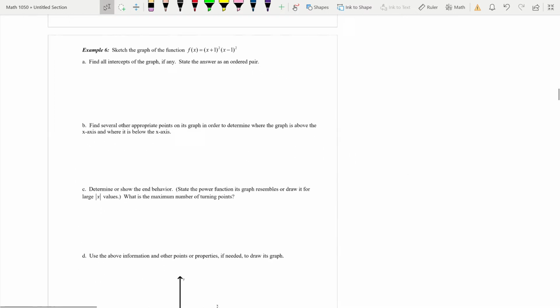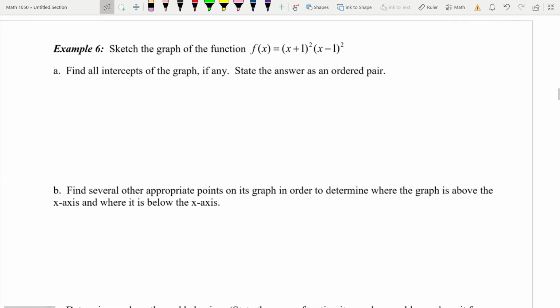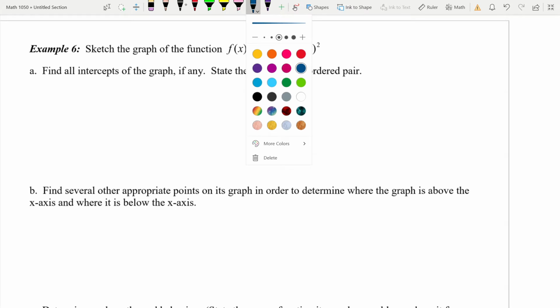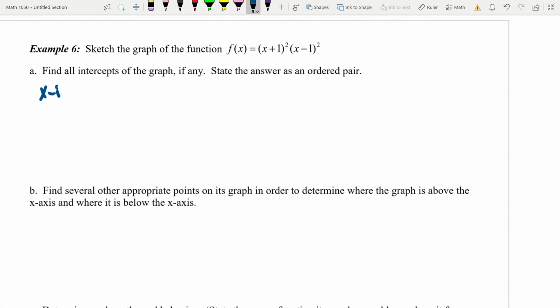Okay, here we go. Question number 6. A little bit faster. Okay? Find all the intercepts. So I want everybody to write down x-intercept and then y-intercept.